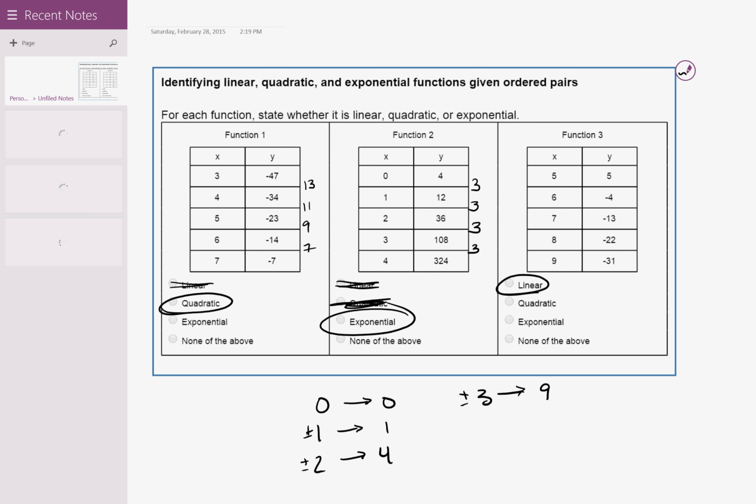One of the favorite tricks in online learning management systems is to have a 3, a 3, a 3, and then have this number be wrong. So you do have to check all the way down the list before you come to a decision.